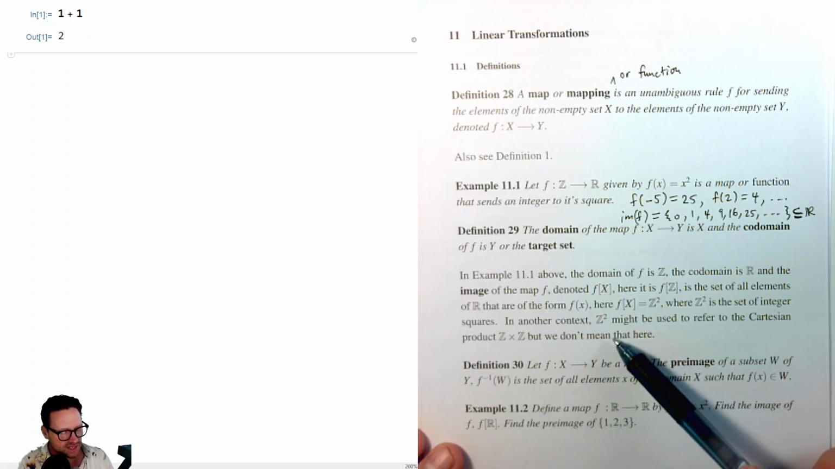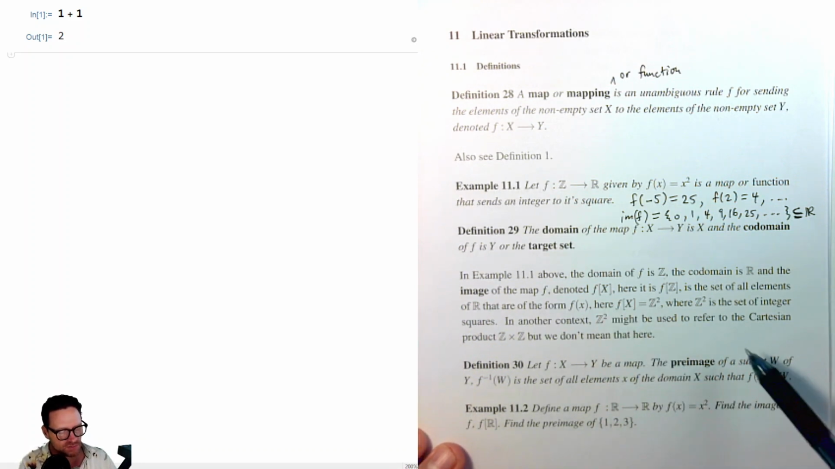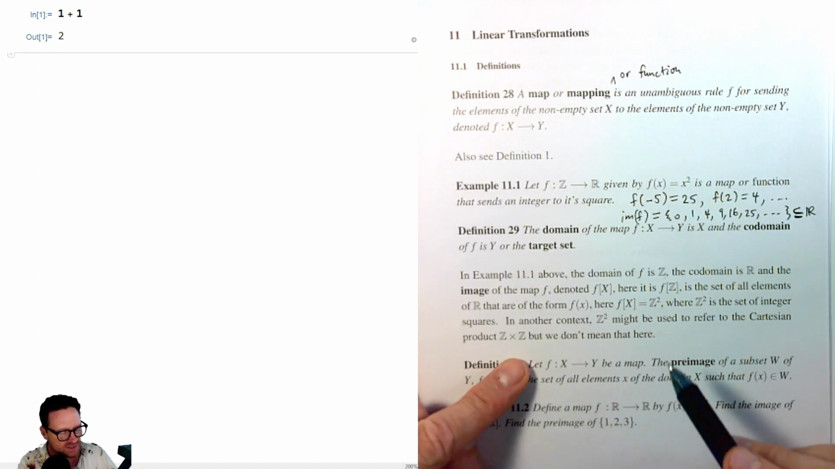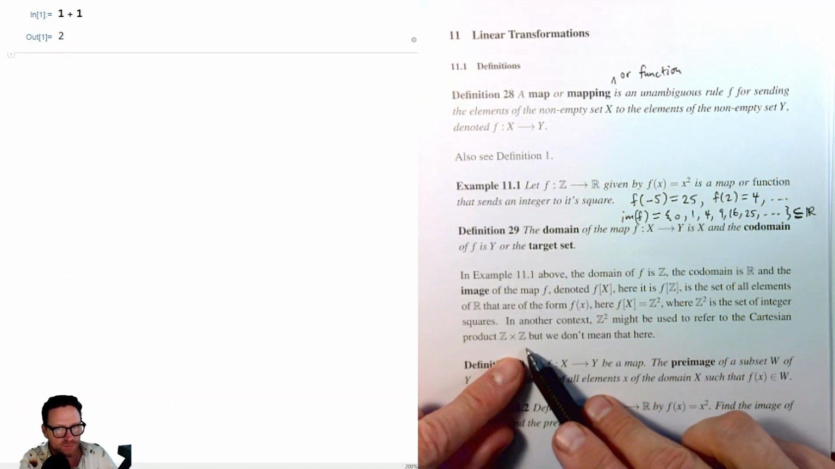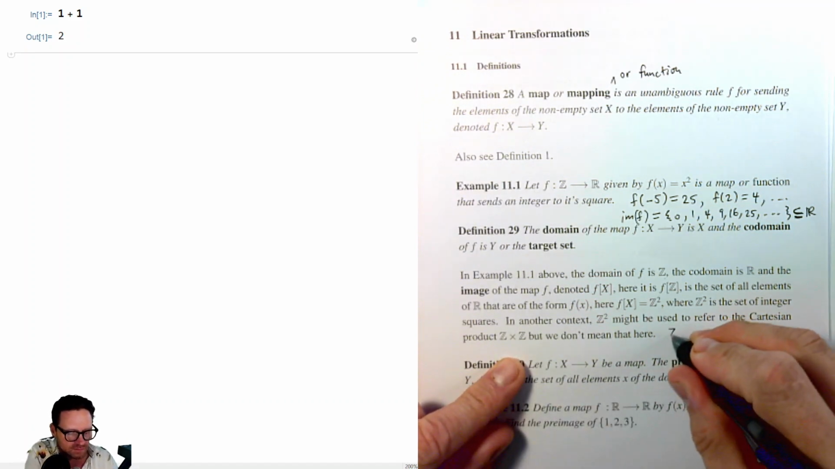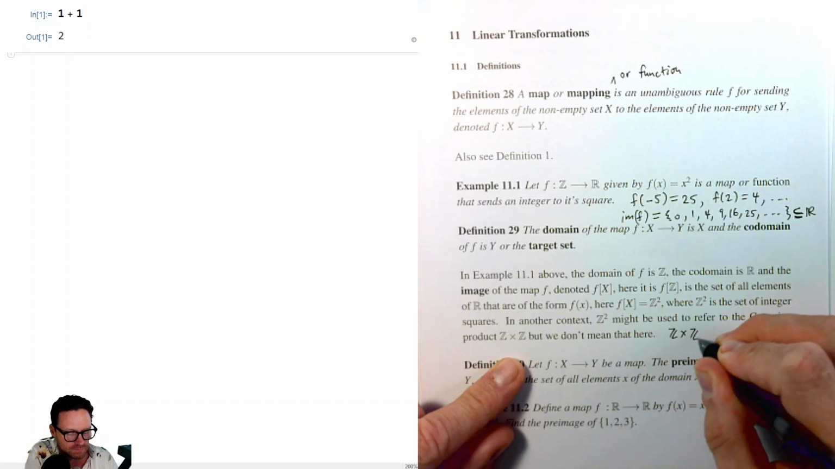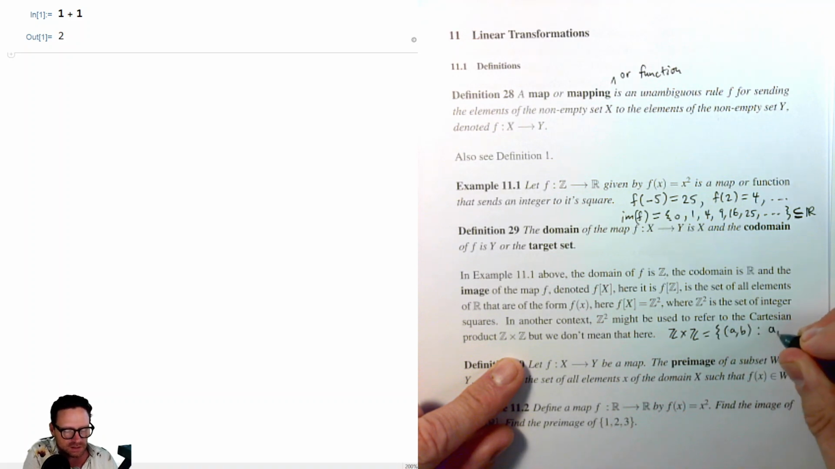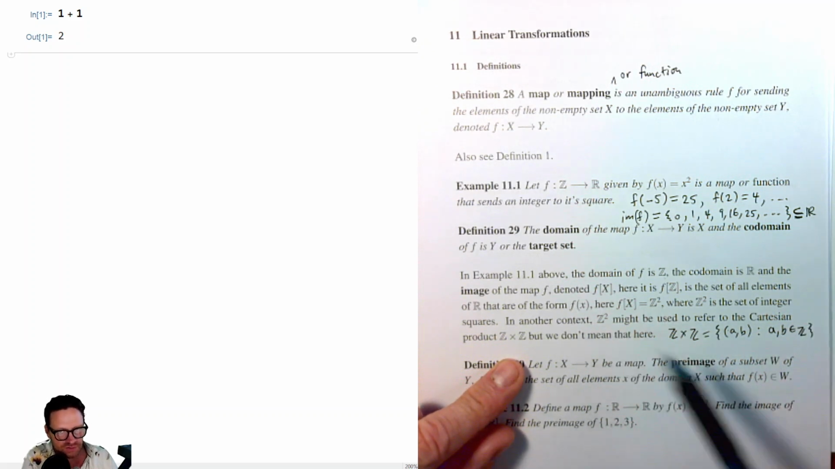So in another context, Z superscript 2 might be used to refer to the Cartesian product. We don't mean that in this case. So this is the set of all pairs a comma b such that a and b are integers. Sometimes people use Z superscript 2 to refer to this set, but I don't mean that here.